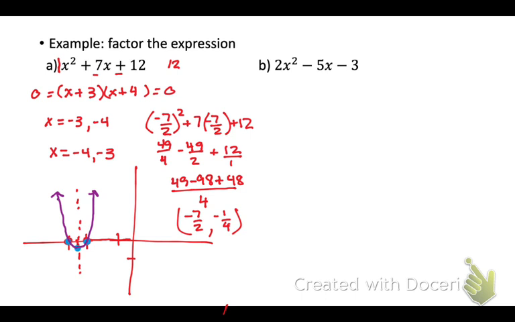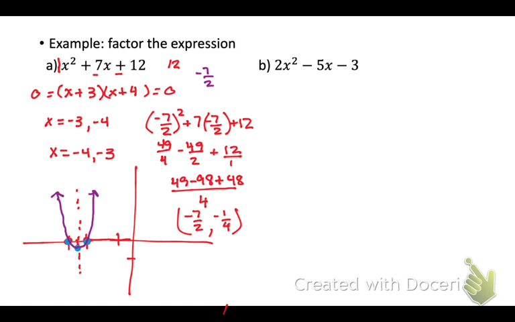And I found the vertex without using negative b over 2a, didn't I? Could I use negative b over 2a? Yes. Guess what I would have gotten? Same thing. Negative 7 halves. Because b is 7. So it would have been negative 7 over 2.